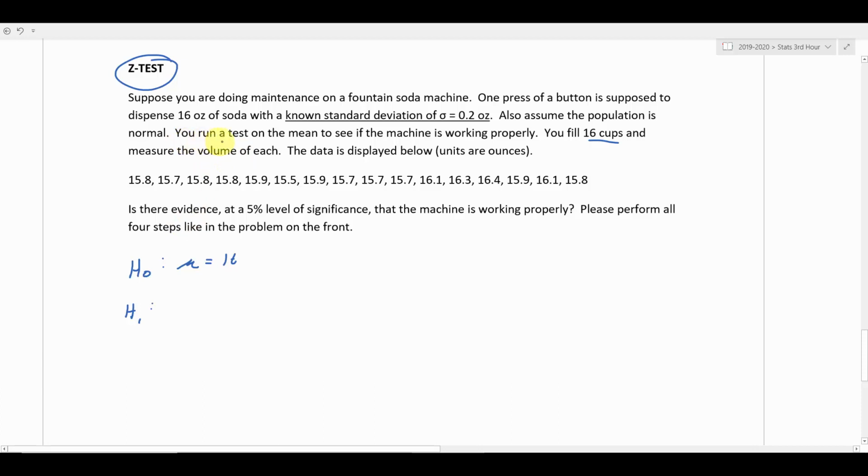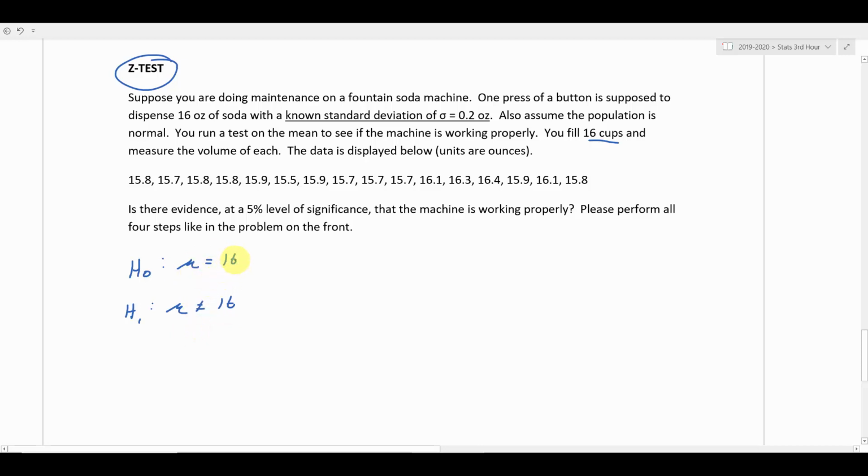So it could be working improperly if it dispenses too much soda, and it could be working improperly if it dispenses not enough. So this is going to be a two-tail test. I'm just going to simply say that the contradiction here is that it's not equal to 16. So this will be my setup for the null and alternate hypothesis here. Okay, all right. So I'm going to go ahead and grab my calculator and I'm going to start running this test and see what I can do here.